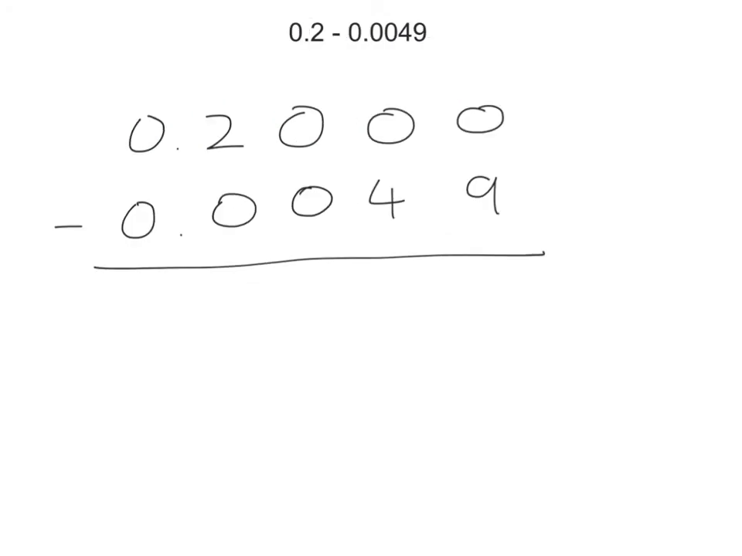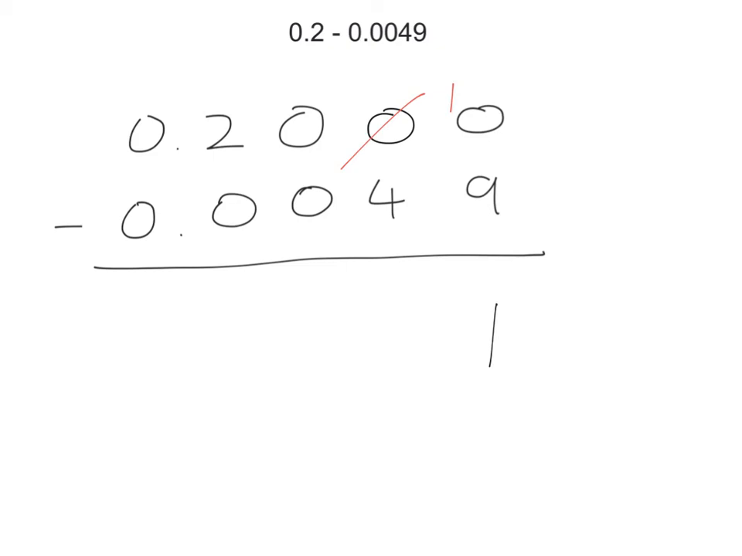Okay, so we have another question here that has a very similar level of difficulty to the previous one. So again, we start off on the right. 0 minus 9 we can't do because 0 is smaller than 9, so we need to borrow 1 from over here. So we borrow 1, we put the 1 next to the 0 here. So 10 minus 9 is 1.